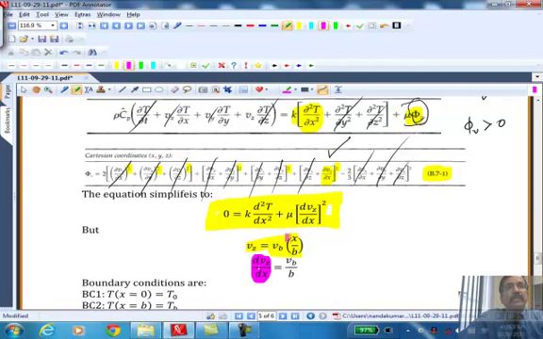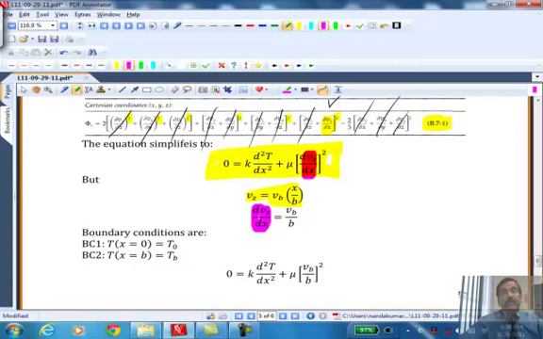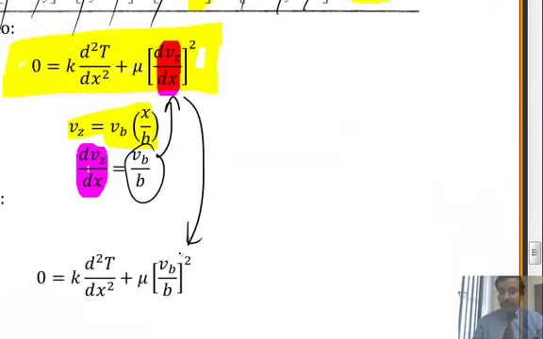Now I need two boundary conditions. At the bottom boundary the temperature is T0, and at the top boundary it's Tb. Both are known. I'm maintaining these two surfaces at those temperatures. So I take this and plug it in there and simplify to the following equation: K times d squared T dx squared plus mu times Vb squared over b squared. So everything here is a constant. Mu is a constant, Vb, the rotational speed, is constant, and the gap is a constant. So in this case also, it turns out to be a constant uniform source.